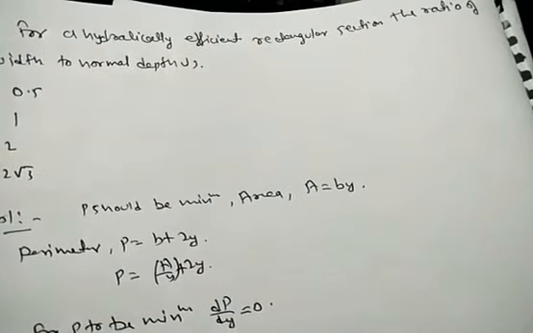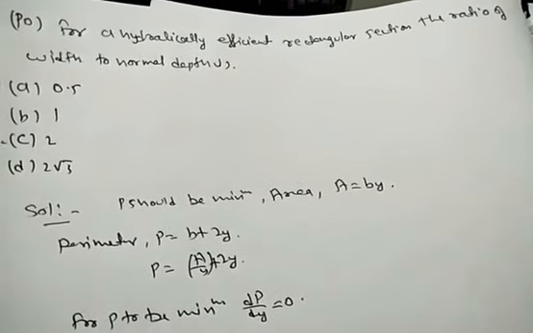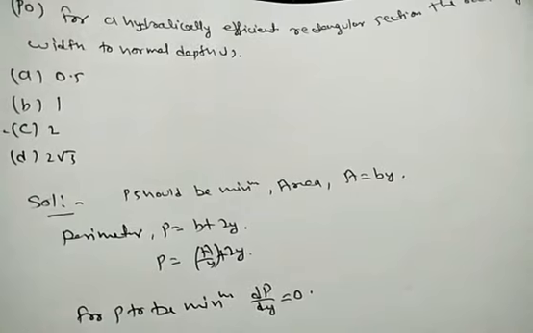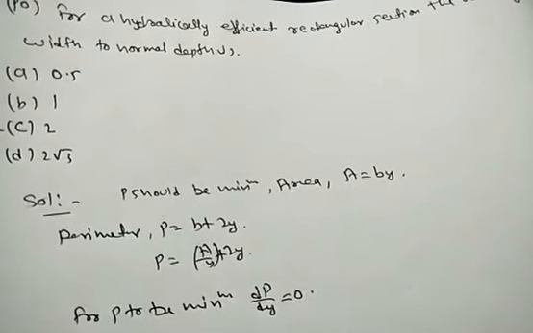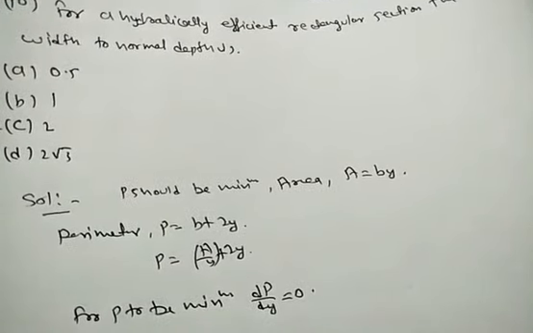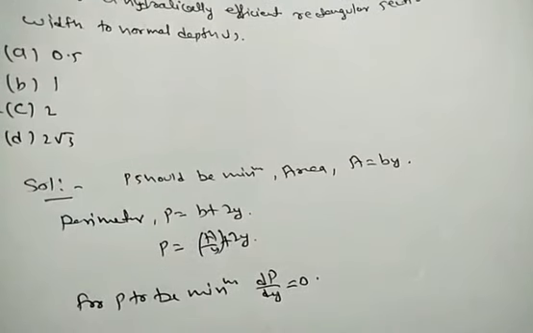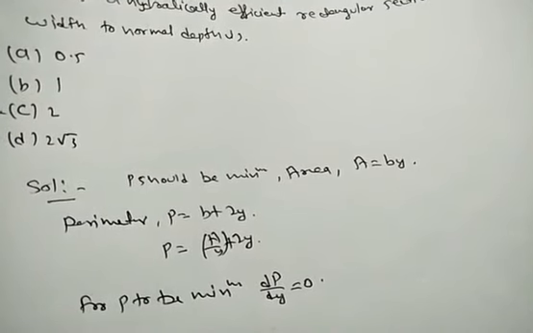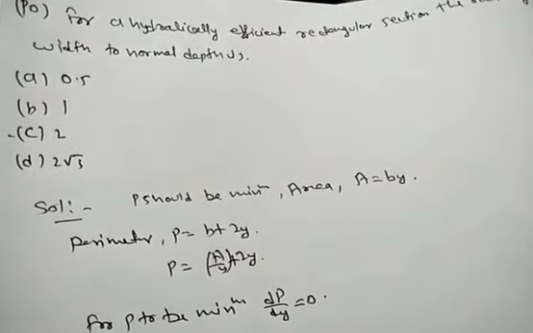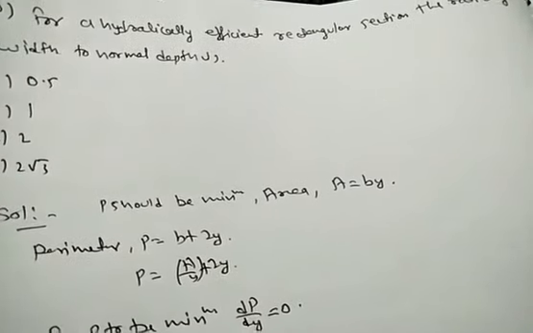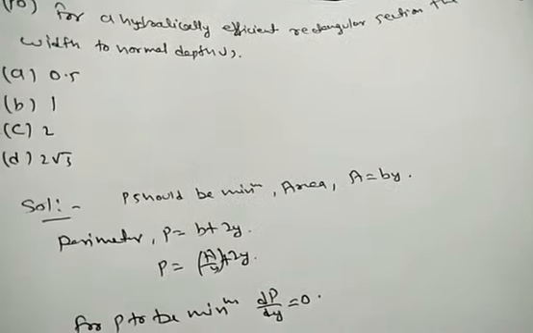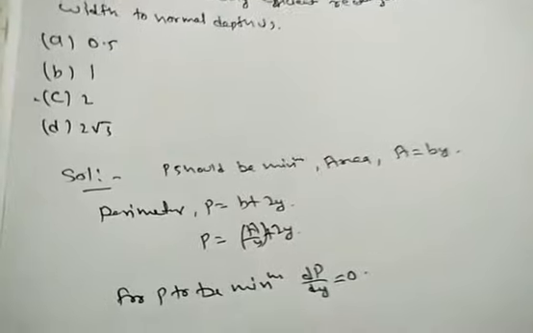And next question is 10th question. For a hydraulically efficient rectangular section, the ratio of the width to normal depth, options A, B, C and D. A is 0.1, B is 1, C is 2 and D is 2 under root 3. And repeat the question. For a hydraulically efficient rectangular section, the ratio of the width to normal depth. Correct answer is C, 2.